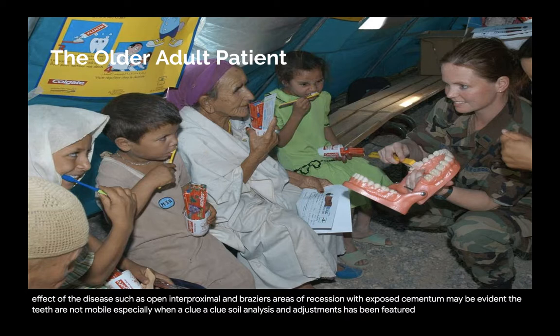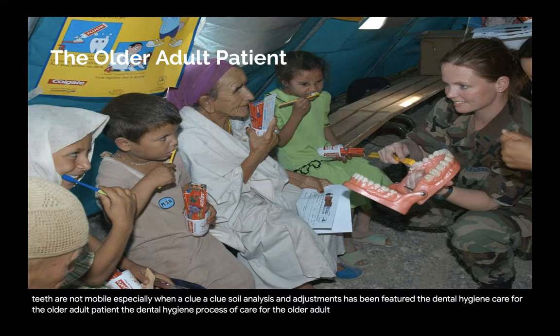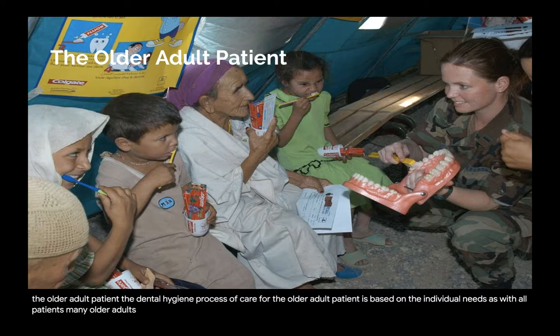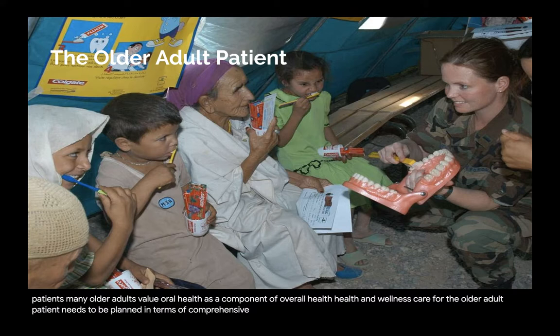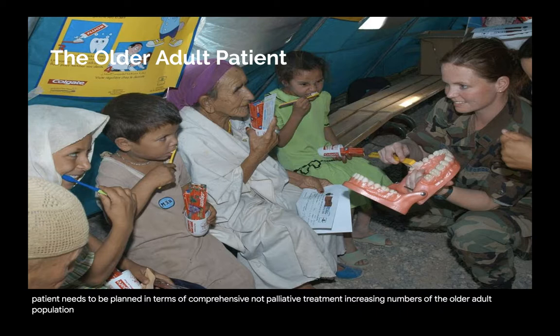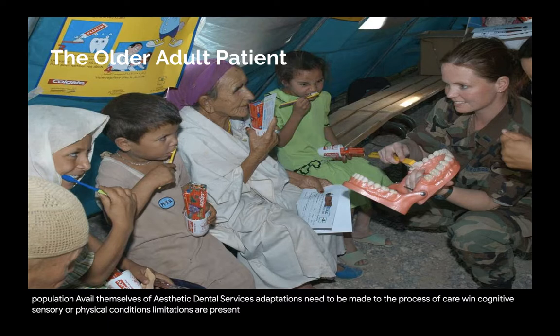The dental hygiene care for the older adult patient. The dental hygiene process of care for the older adult patient is based on the individual needs, as with all patients. Many older adults value oral health as a component of overall health and wellness. Care for the older adult patient needs to be planned in terms of comprehensive, not palliative treatment. Increasing numbers of the older adult population avail themselves of aesthetic dental services. Adaptations need to be made to the process of care when cognitive, sensory, or physical limitations are present. Long-term maintenance of the prevention of oral disease is the basic objective.